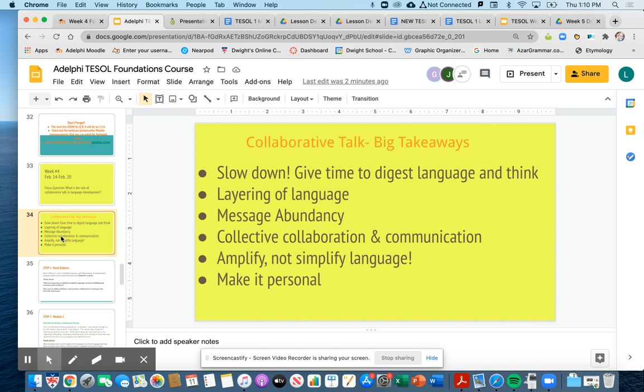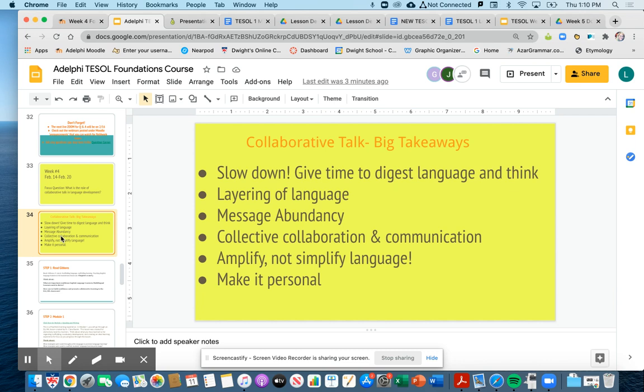Then throughout these chapters, you'll see a common thread of this idea of layering of language to produce message abundancy. And so giving L's access to ideas or phrases and language in multiple exposures of listening and speaking, writing, visuals, group work. So you'll see a lot of that. And again, it's maybe a simple idea, but something that really is effective with language acquisition.